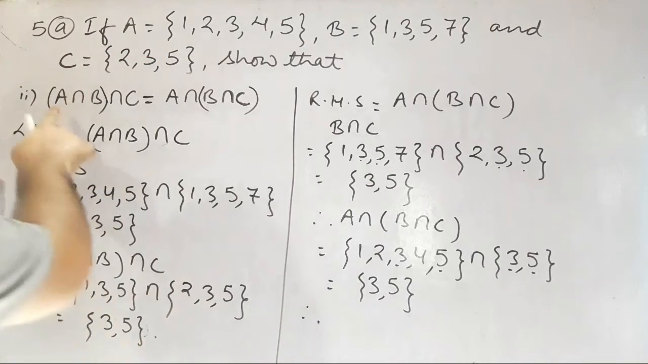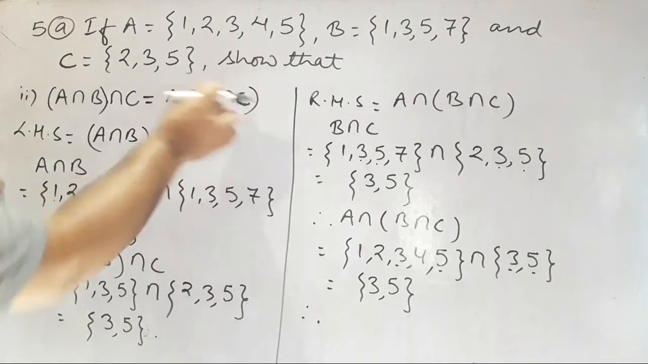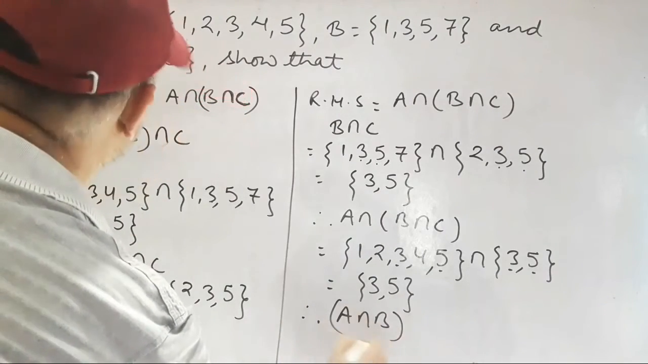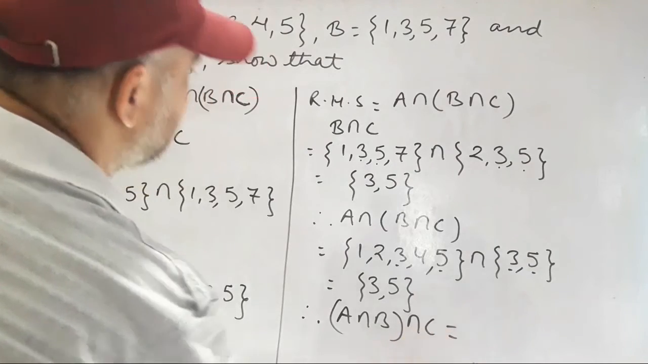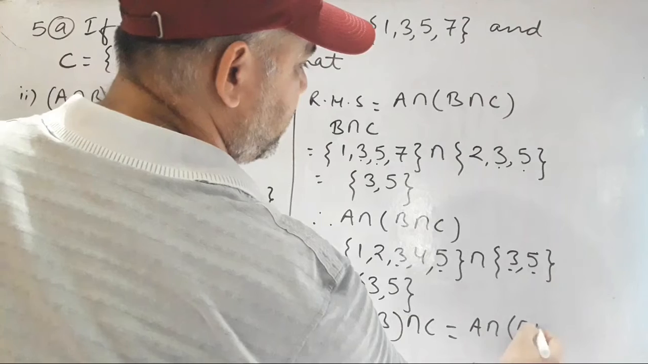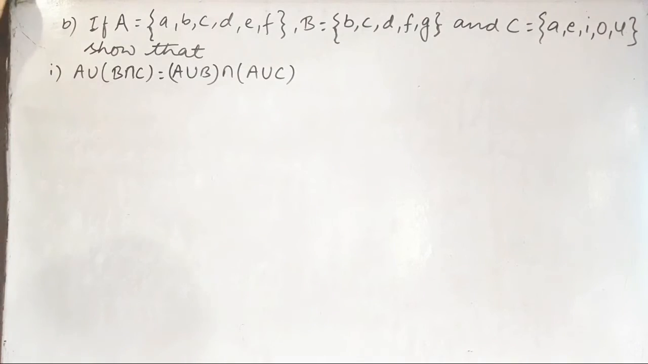Therefore, we can write A intersection (B intersection C) equals (A intersection B) intersection C. Hence, it is proved. Question number B.